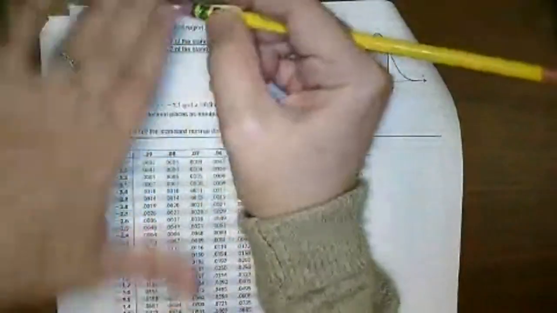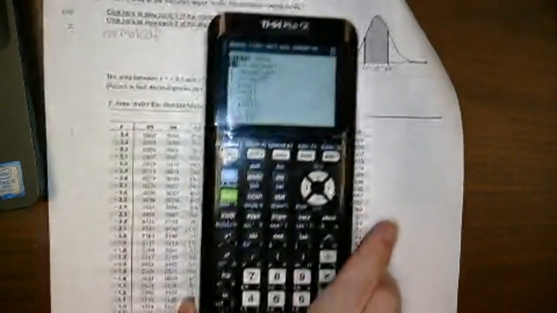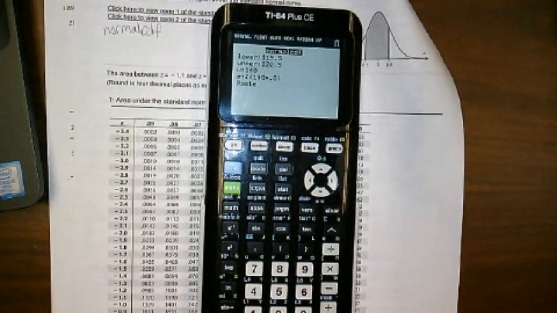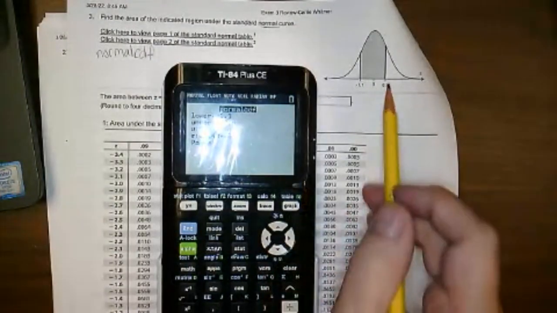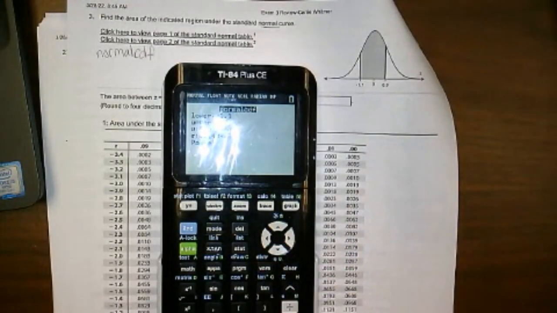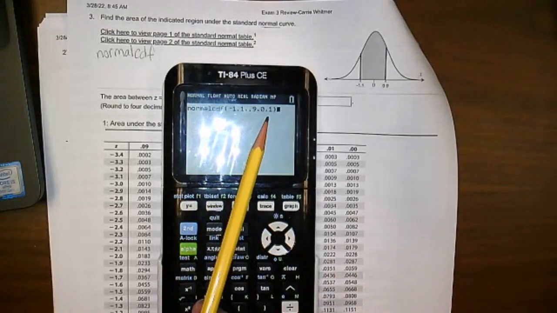And when you do the normal CDF, that is on your calculator under second vars, and then number 2. Now it's asking me for a lower and upper bound, and then it's asking me for the mean and the standard deviation. Well, my lower bound here is negative 1.1. My upper bound is 0.9. This has a mean of 0 and a standard deviation of 1. So that's what it looks like in parentheses.